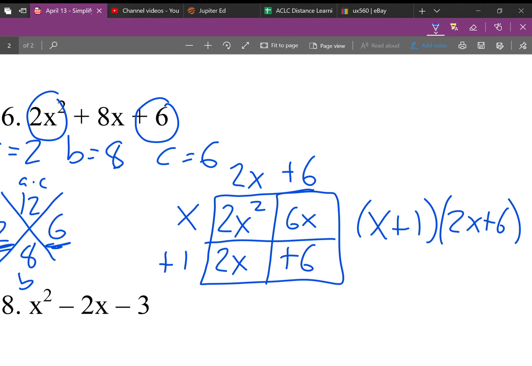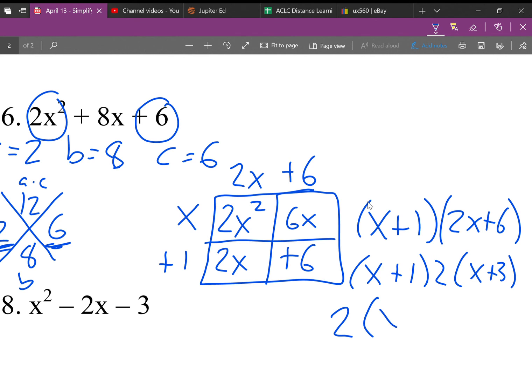Now, I could go one step further and factor that 2x plus 6, which would give me x plus 1 times 2 times x plus 3. And if I were to do that, I really should even go one step further, which would be to move the 2 to the front. So it can be 2 times x plus 1 times x plus 3.